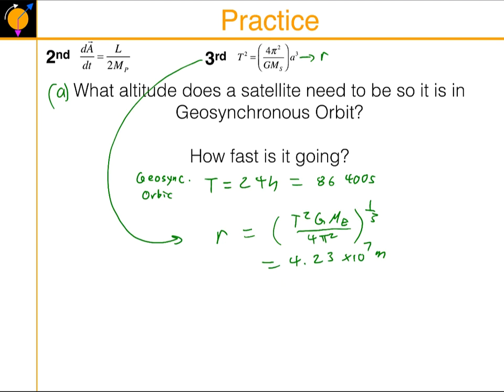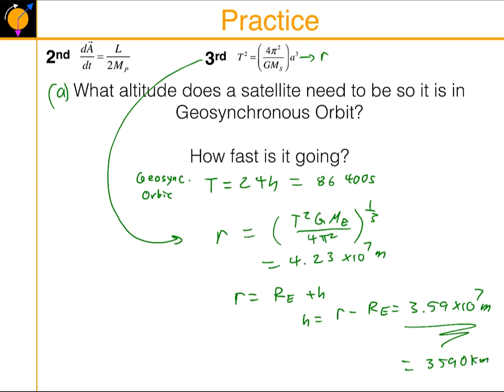If I wanted the altitude above the surface, remember, R is going to be the radius of the Earth plus its altitude. So the altitude would be the radius of the orbit minus the radius of the Earth, which works out to about 3.59 times 10 to the 7 meters. That is how far above the Earth's surface it needs to be in geosynchronous orbit. And this is something we do with satellites. That works out to about 35,900 kilometers above the Earth, and that's roughly how far they have to be in order to orbit geosynchronously.